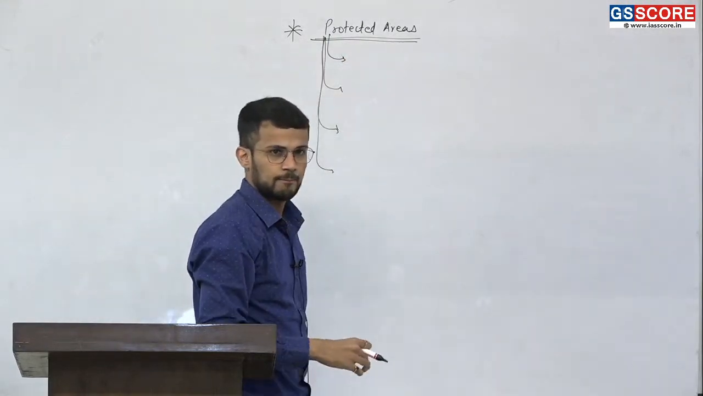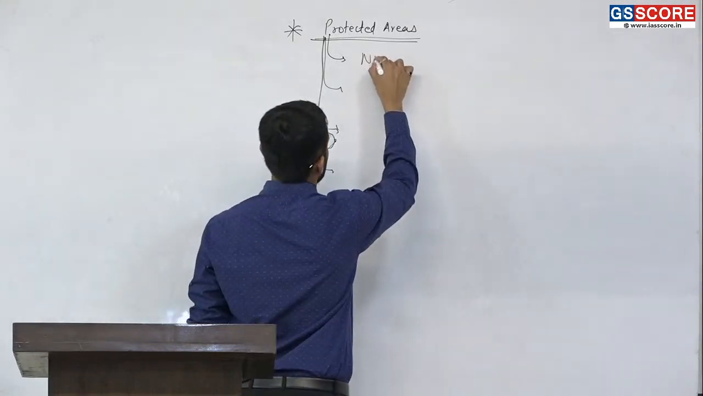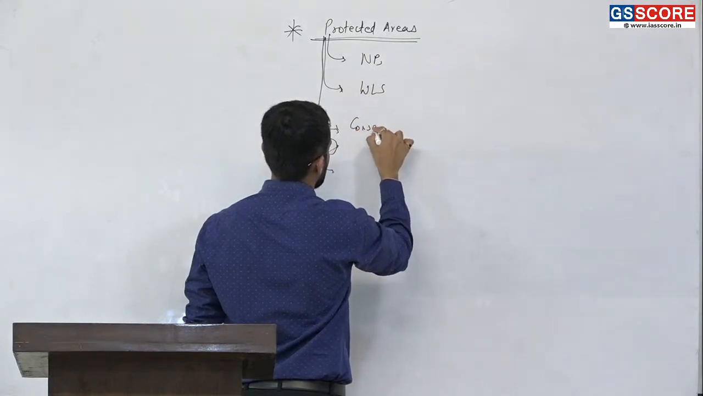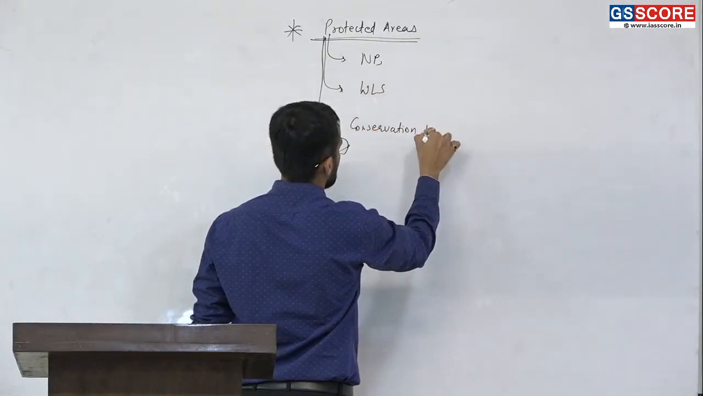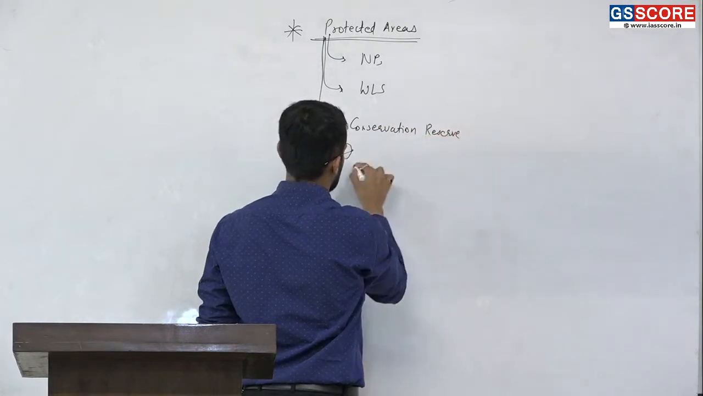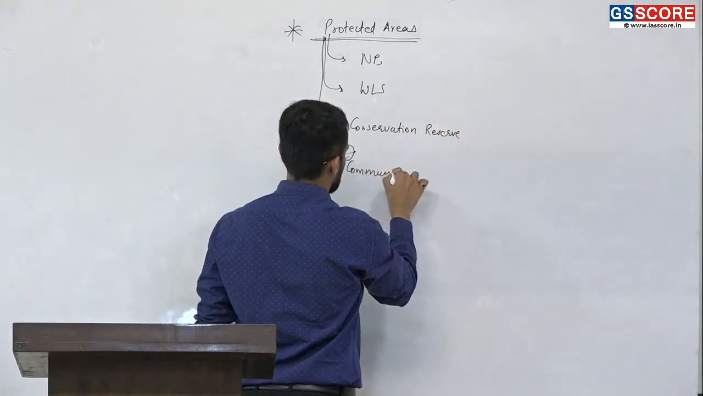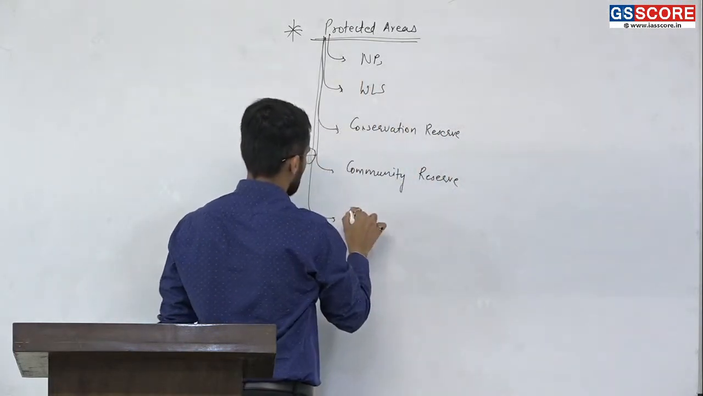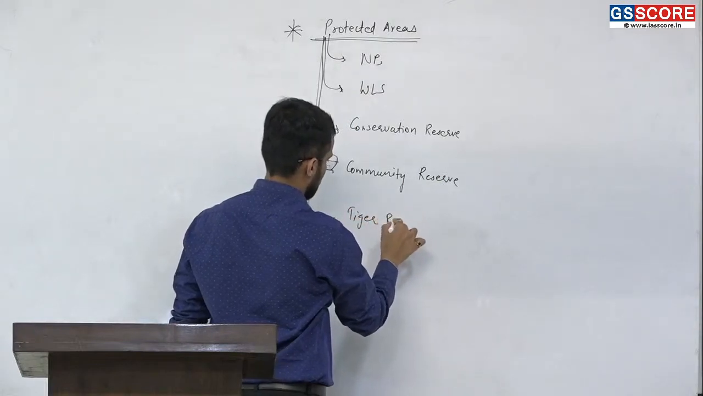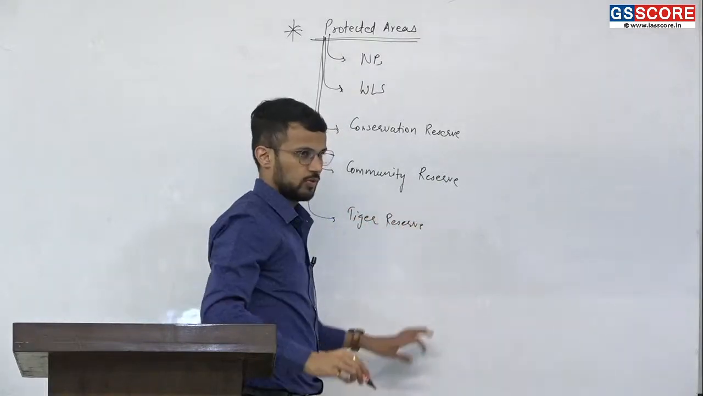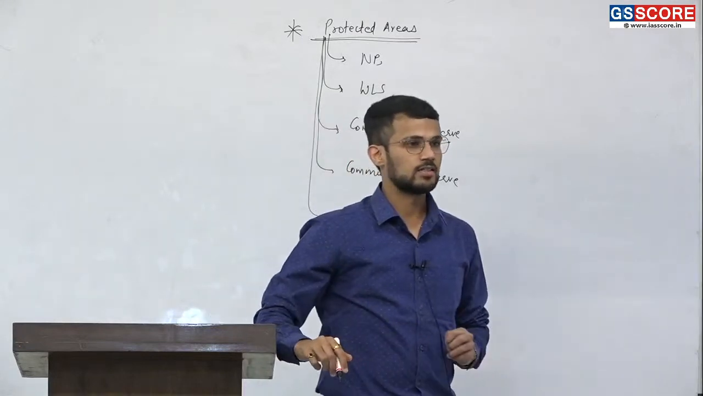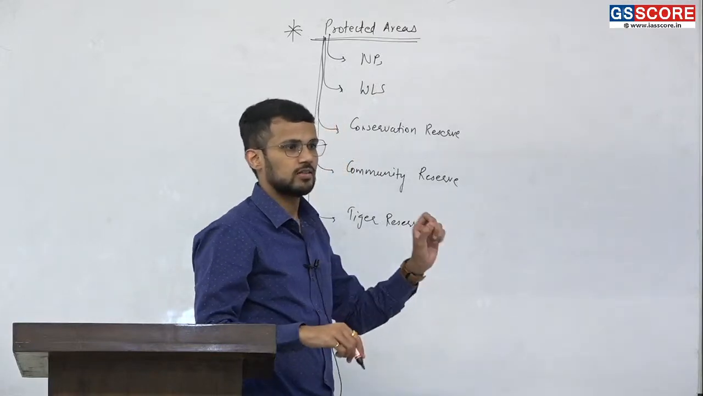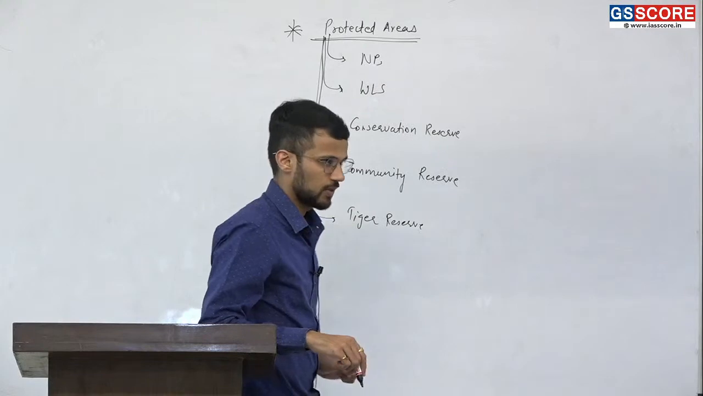They are national parks, fine, wildlife sanctuaries, fine, conservation reserves and community reserves. And also tiger reserves. So these are protected areas which are backed by statute, by the Wildlife Protection Act 1972, right? But apart from these protected areas, there are certain other protected areas that you must be aware of.